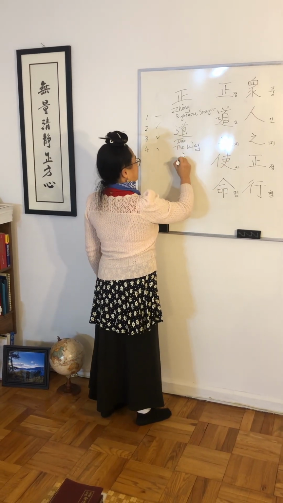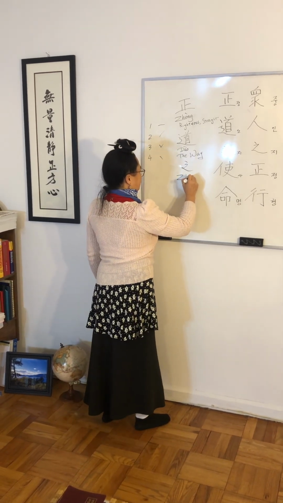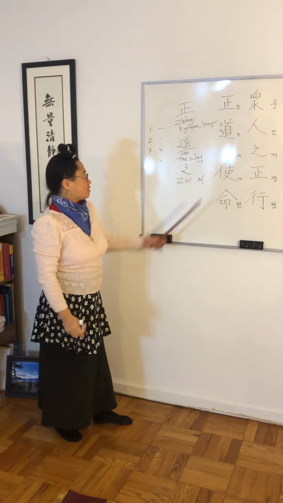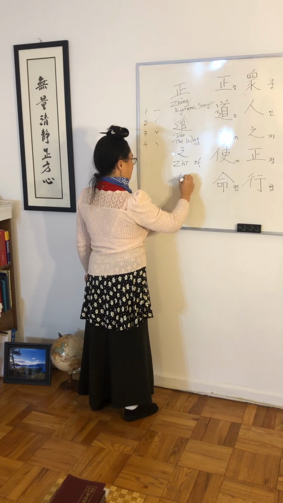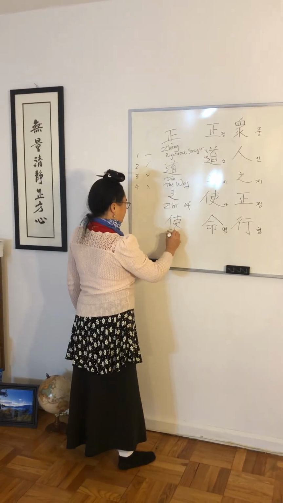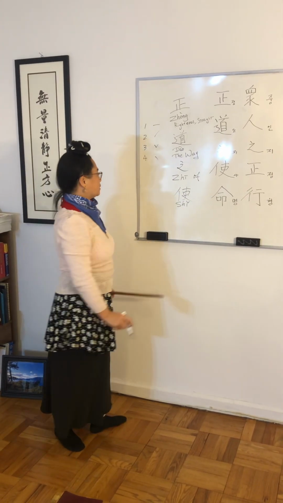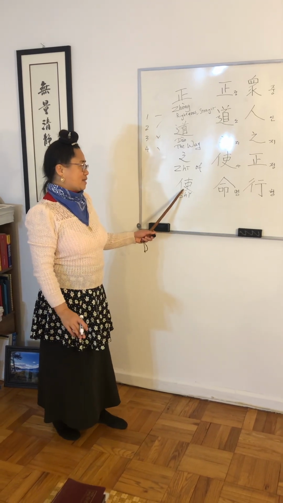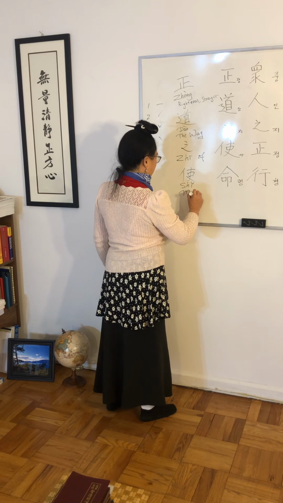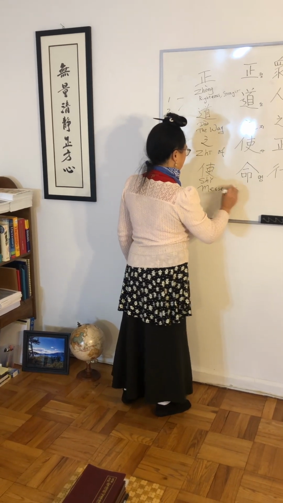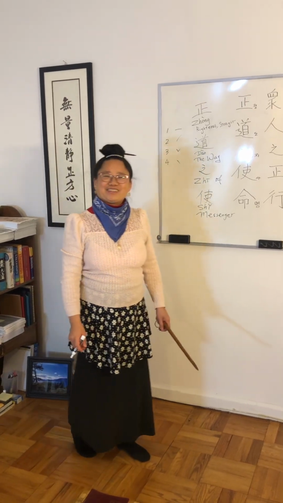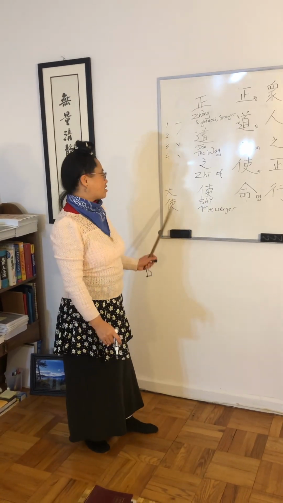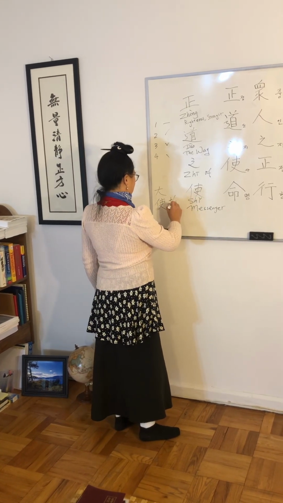知. 始. If it's used as a name, it means a messenger, like an ambassador. It's called 大使. Ambassador, 大使. 使者, messenger.